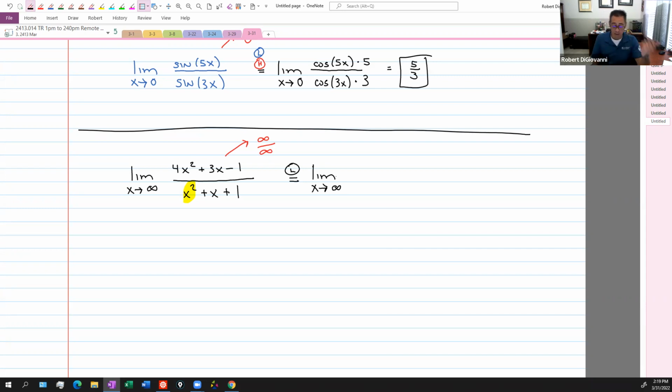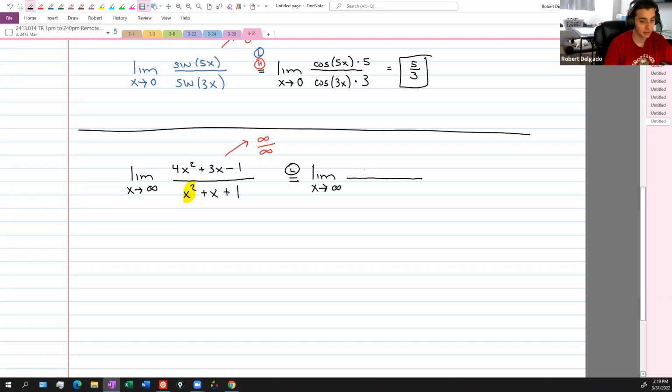So here we go. Take the derivative of the top and bottom separately and then run the limit again. What's the derivative of the top? 8x plus 3. Everyone got that? 8x plus 3, right? No quotient rule. L'Hopital doesn't do quotient. L'Hopital just does top and bottom. And then the derivative of the bottom, 2x plus 1. Okay, now run your limit again.